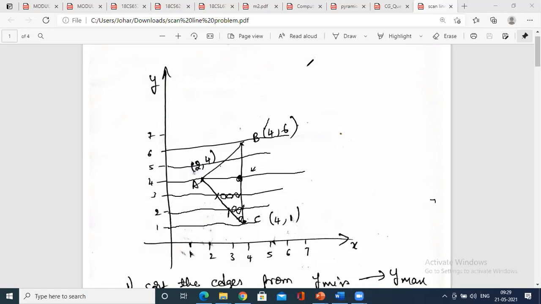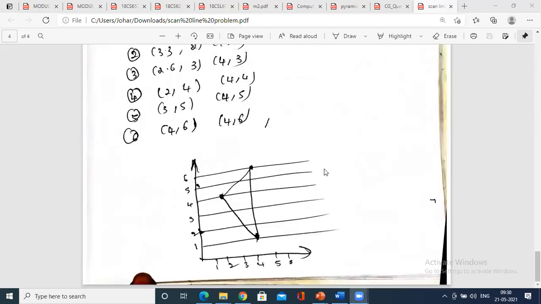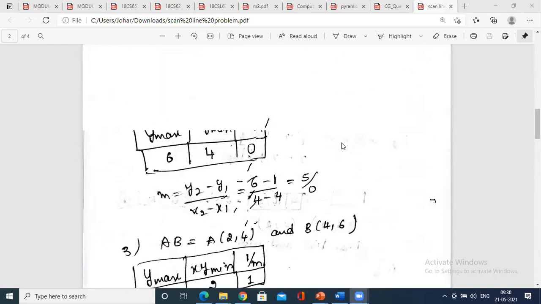Now going to the algorithm. I'll just erase this. I'll show you the final diagram. How does it look? See, here is a scan line. You need to identify the intercept. What will the intercept be using the scan line algorithm? Fine. So now coming to the concept, creating a global edge table.